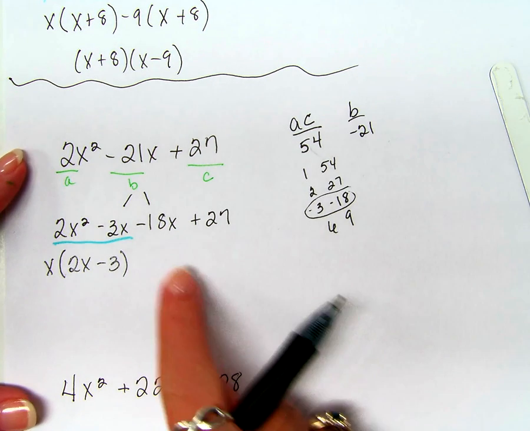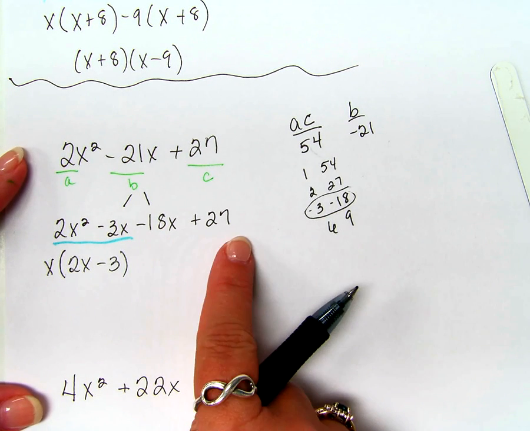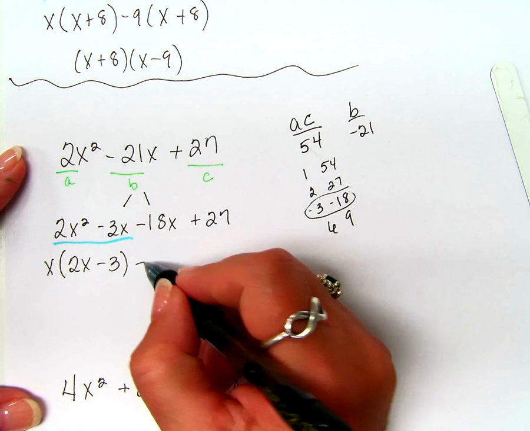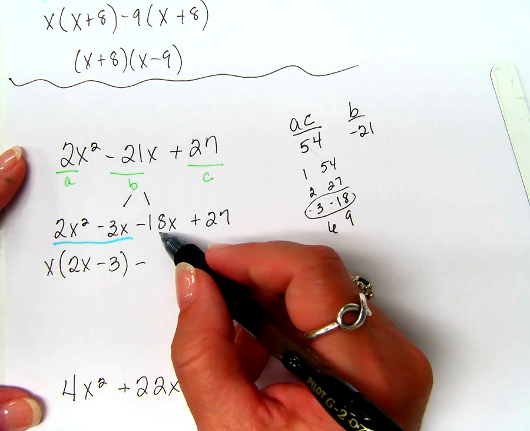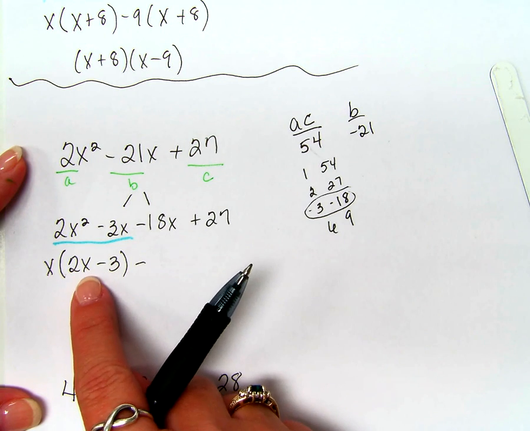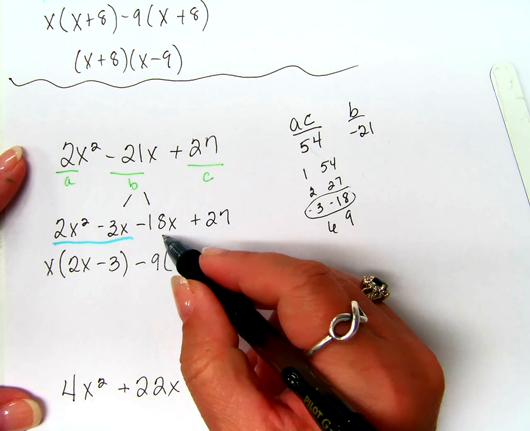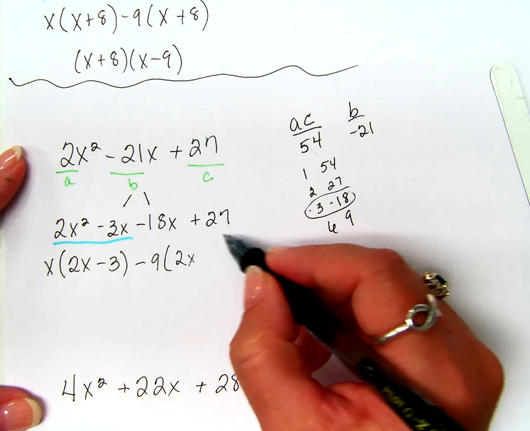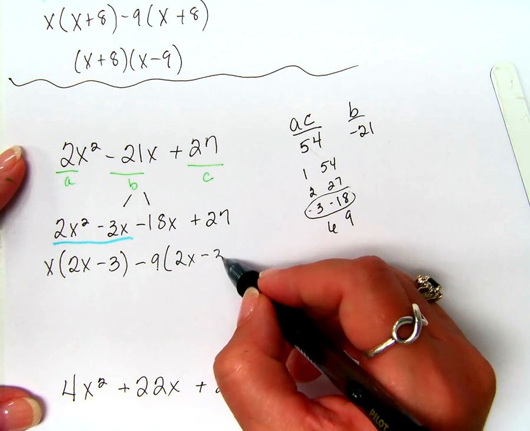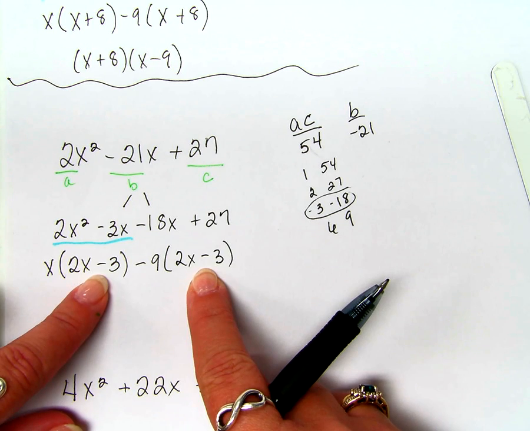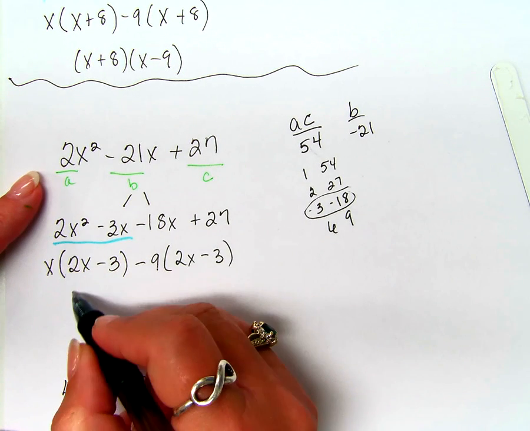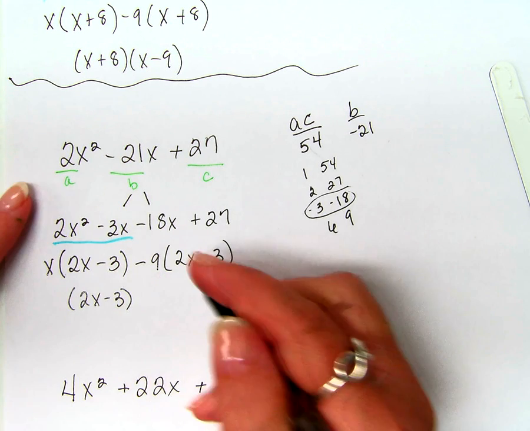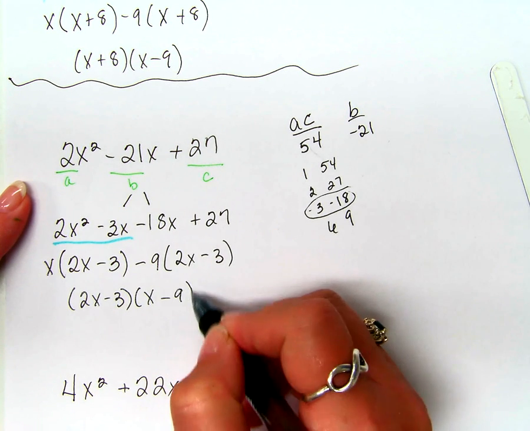Good. What do you think I need to take out of these two? What's common? Negative 9, right? Why not positive 9? I need not minus 2x, I need just 2x, right? So negative 9. And what do I have left when I divide this term by negative 9? 2x. And this term by negative 9? Negative 3. Do I have a common factor here? Yes. What is it? 2x minus 3. When I factor out a 2x minus 3 from each term, what do I have left? X minus 9. Done.